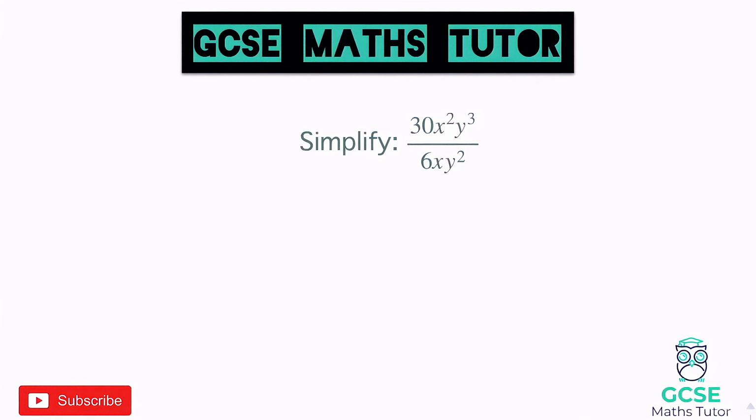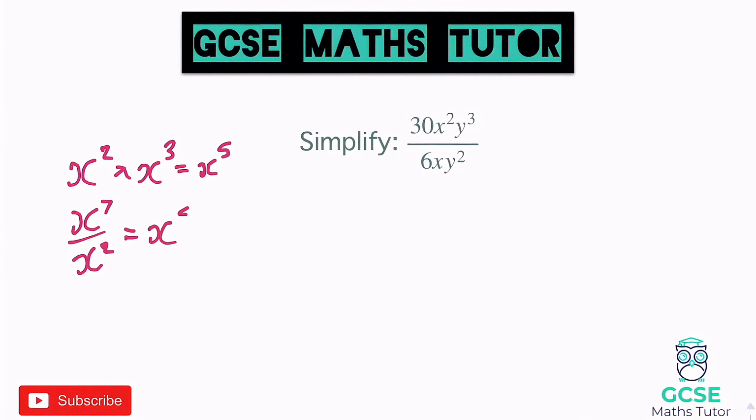So we know with index laws, we've looked at this when we have powers that are getting multiplied together when they have the same base number. These powers can be added together, so 2 and 3 would make 5. We also had the process when they're being divided, so x to the power of 7 divided by x squared, we take away the powers and we get x to the power of 5. And we also have powers in brackets, so if we have x squared to the power of 5, we multiply the powers, so we get x to the power of 10 in that particular example.